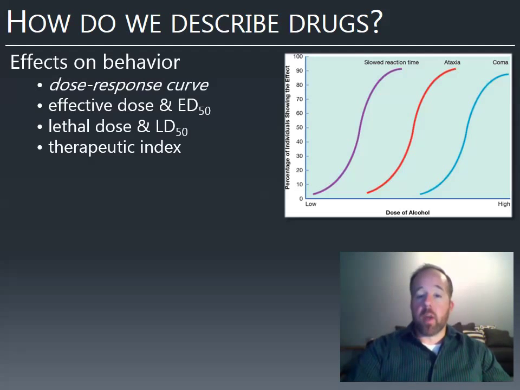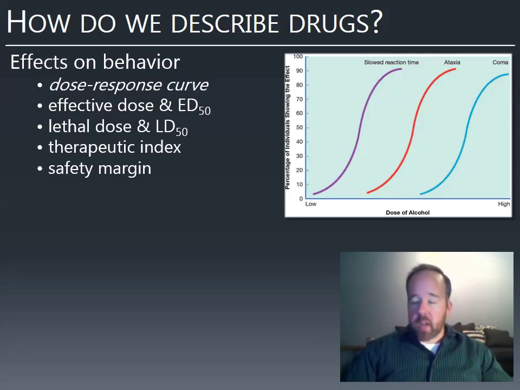Of course, if the ratio is very big, it means that you only need a little bit, relatively speaking, to have an effect on behavior, but you need a whole lot to kill the person or the animal. So that's good. So you have a lot of range in there in which you're safe.